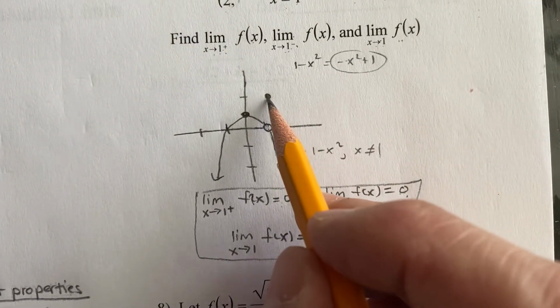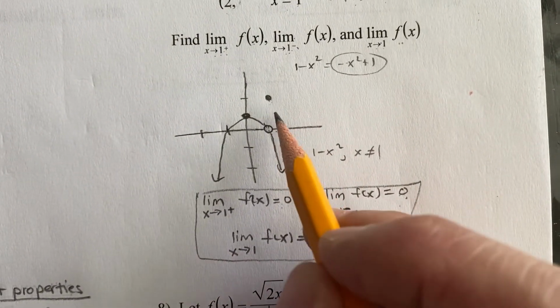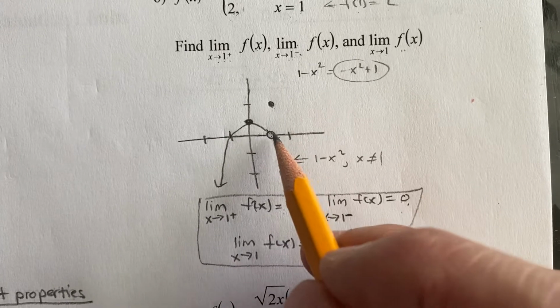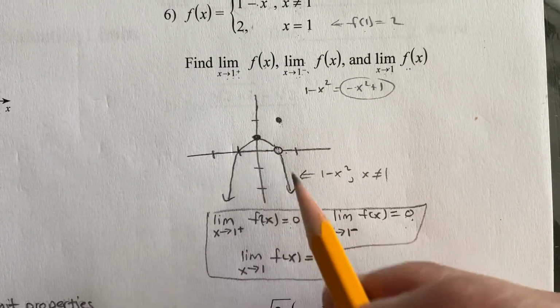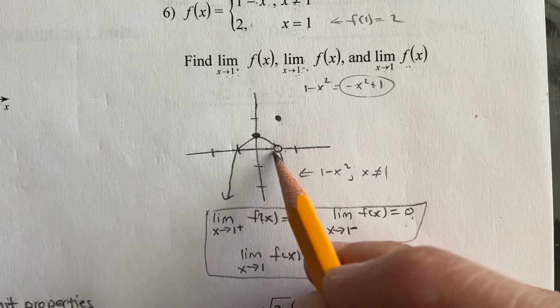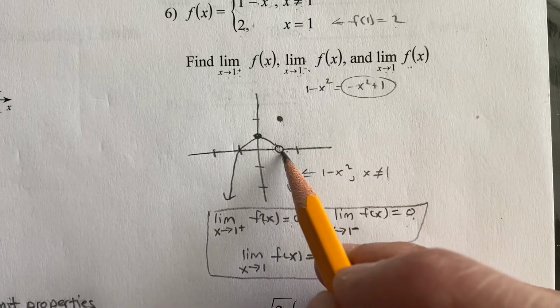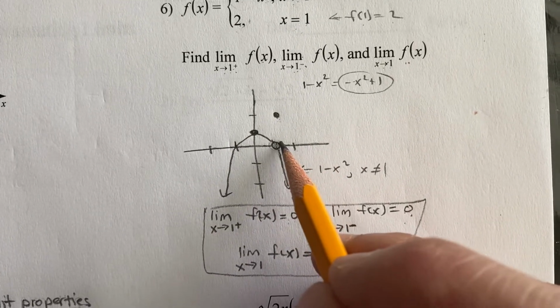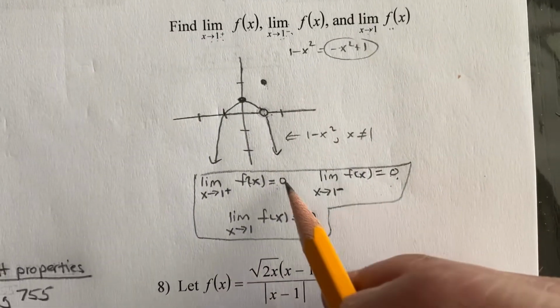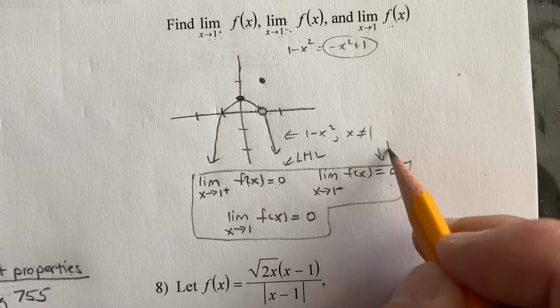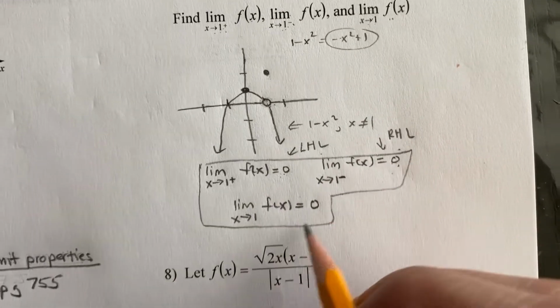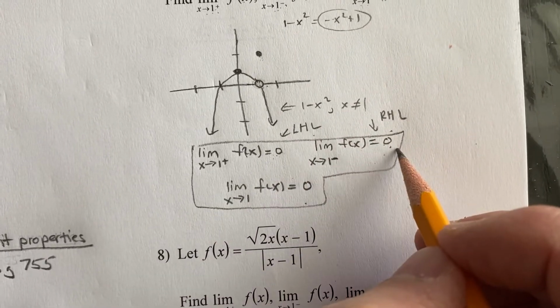I don't care what's happening at 1, right? At 1, the value is 2. But the limit as x approaches 1 from the left is 0. x approaches 1 from the right is also 0. And the overall limit would be 0, right? This is your left-hand limit, LHL, and this is your right-hand limit. If they both are equal, then the limit overall is just whatever that number is, okay?